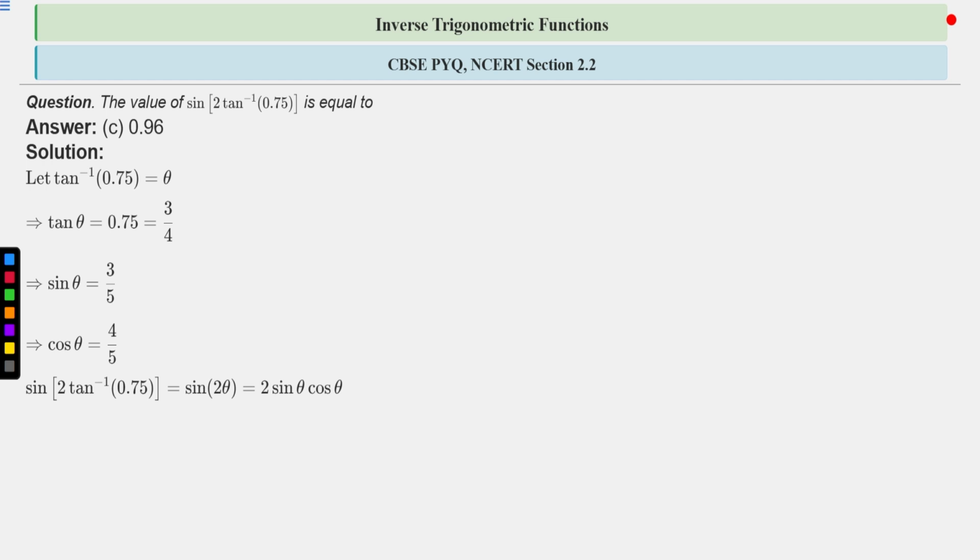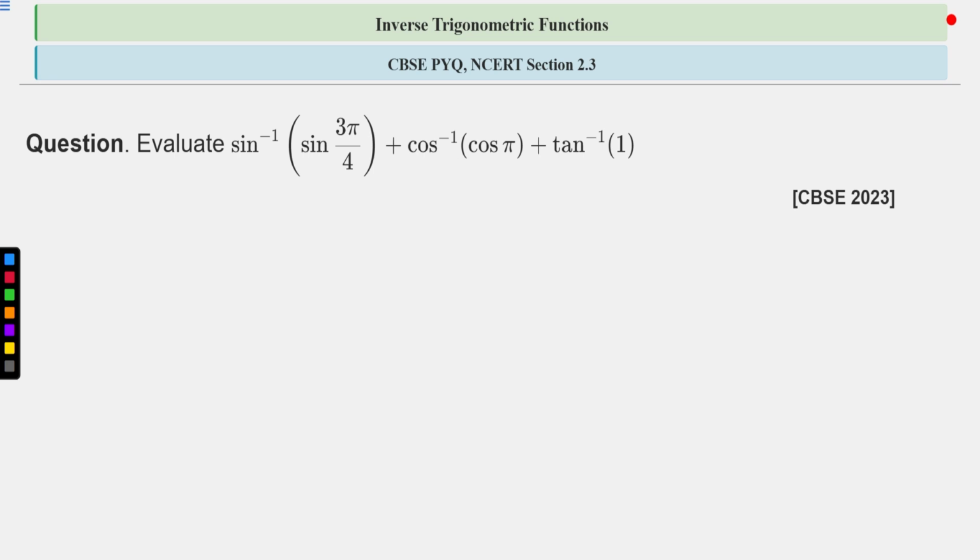So sin 2 tan inverse 0.75 will be equal to sin of 2 theta, right? And we know that sin 2 theta is basically equal to 2 sin theta cos theta, right? So finally, sin of 2 tan inverse 0.75 is basically 2 into sin theta, which is 3 by 5, into cos theta, which is 4 by 5. Clear? And after solving this, you will get 24 upon 25, right? And after further simplification, you will get 24 upon 25 as 0.96. Clear? So option C 0.96 will be the correct answer, right? So let us move to the next question, right?